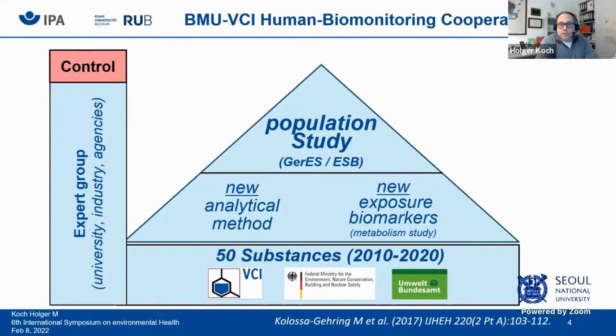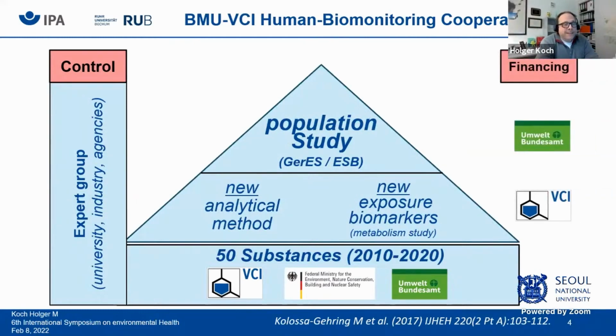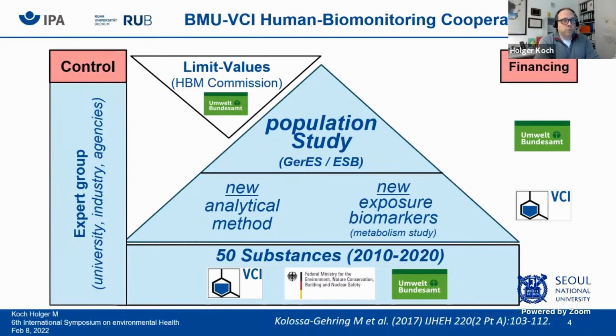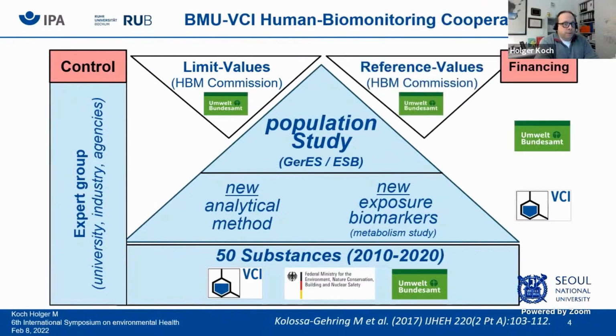The very interesting feature of this cooperation is the financing, because it's a joint financing between the German Environment Agency and the German chemical industry. So the chemical industry finances the analytical method development, while the Environment Agency finances the measurements in the population studies. All of this is also accompanied by the German Human Biomonitoring Commission, which derives limit values for these new chemicals. And also, if the population study data is there, derives reference values.